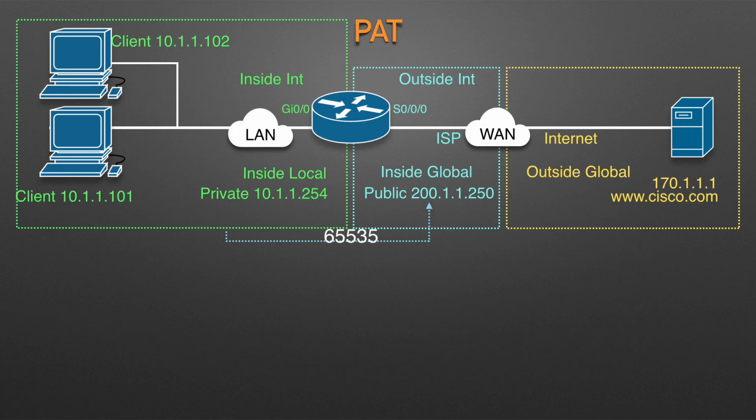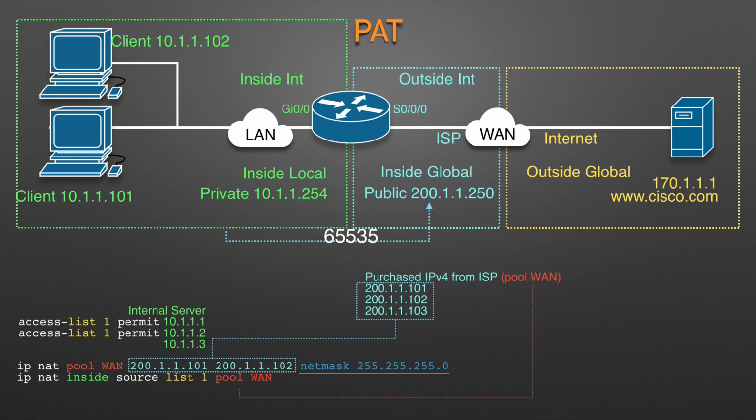Two variations of PAT configuration exist in IOS. If PAT uses a pool of inside global addresses, the configuration looks exactly like dynamic NAT, except the ip nat inside source list global command has an overload keyword added to the end.